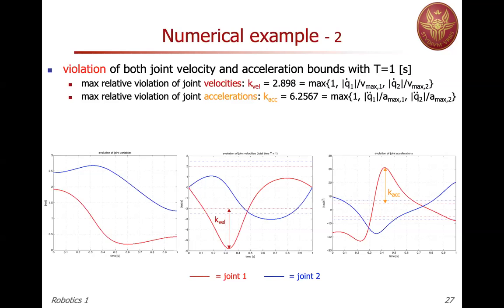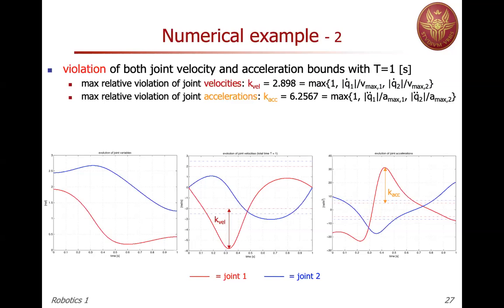You see that the factor is much larger in this case, because the violation is much larger. And in fact, the ratio, now on the plots, you can see that there are two different instants. One is around 0.32 seconds for the velocity, and the second one is around 0.42 seconds, and this will be the maximum instant of violation of the acceleration.